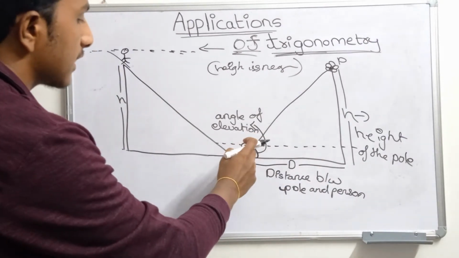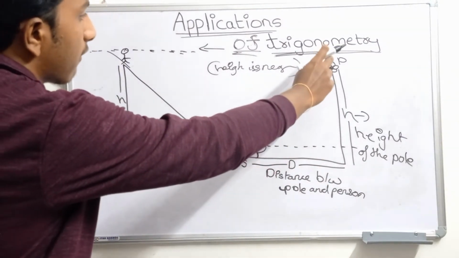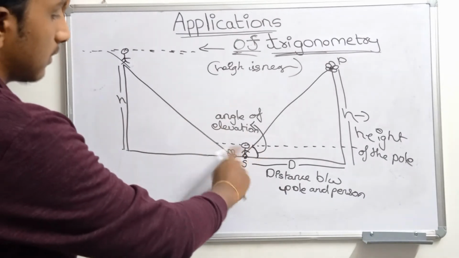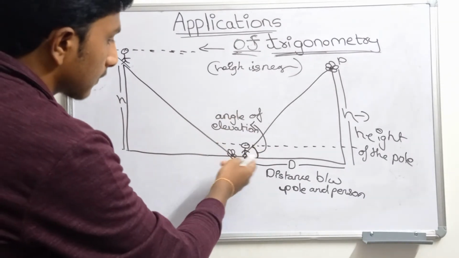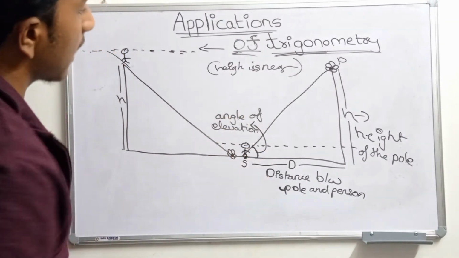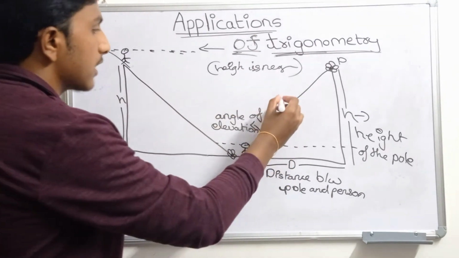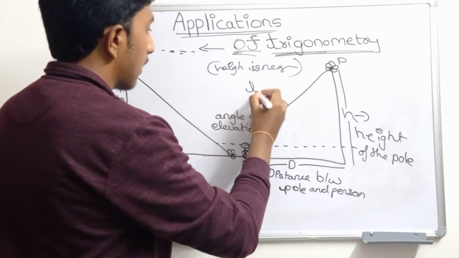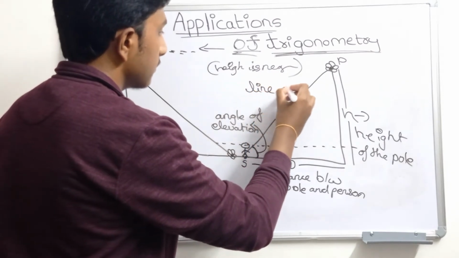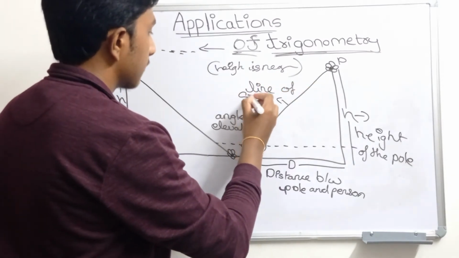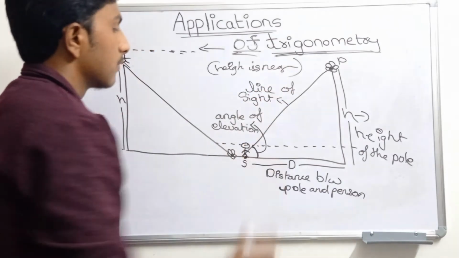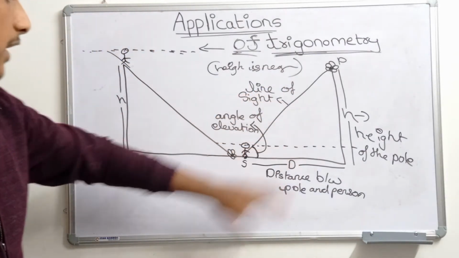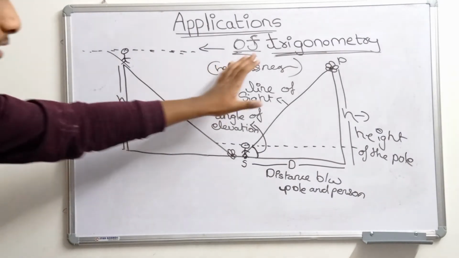When the person is standing at the position S and watching the flower at P, the angle made by the horizontal range and the line of sight is known as the angle of elevation, and this is known as the line of sight, guys. This is about this diagram.